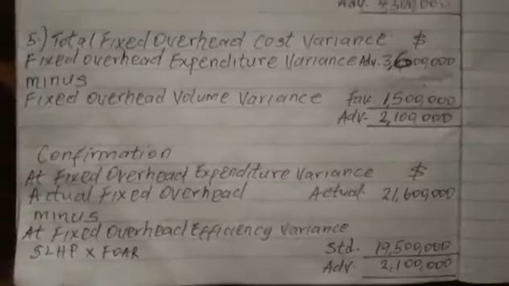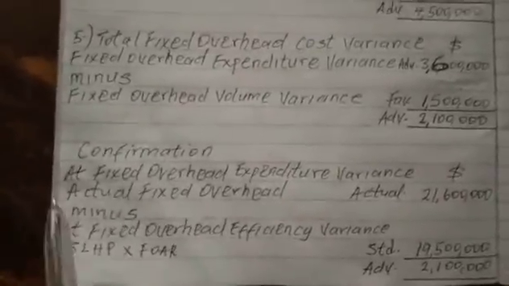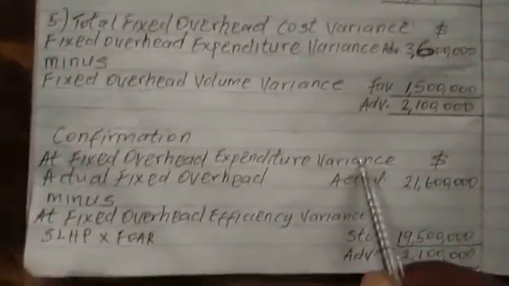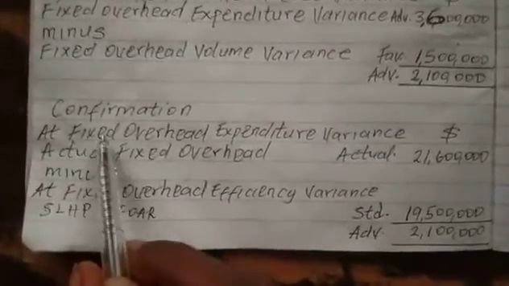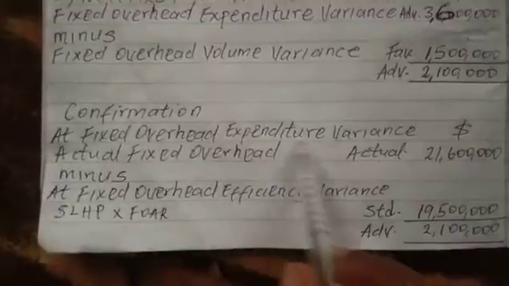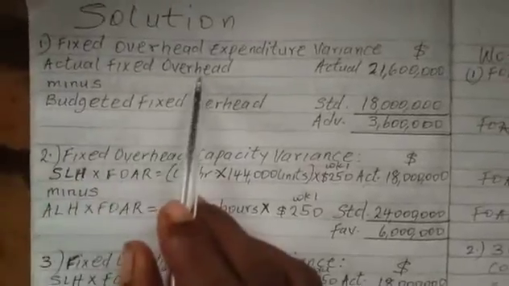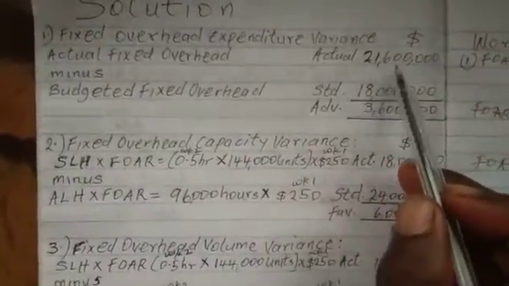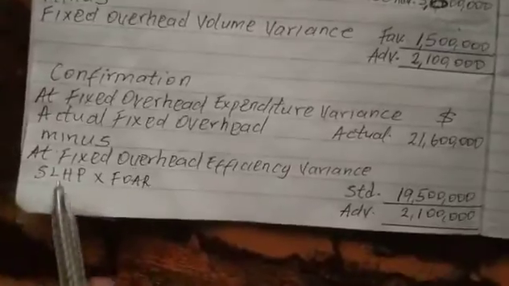In video 1, video 2, video 3, this video 4, I always give confirmation. You can confirm that also. For your confirmation, at fixed overhead expenditure variance, you go to the actual aspect. This is the actual aspect of fixed overhead expenditure variance. Actual aspect is actual fixed overhead, which is 21,600,000.